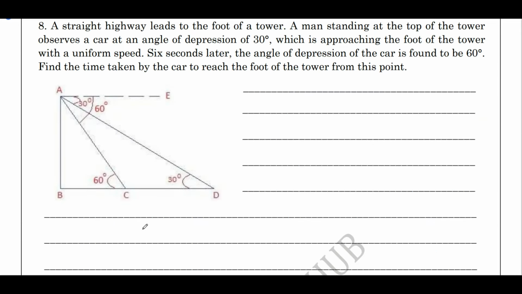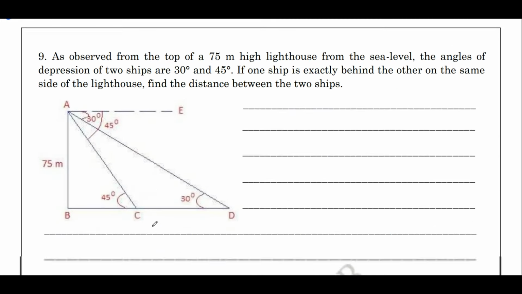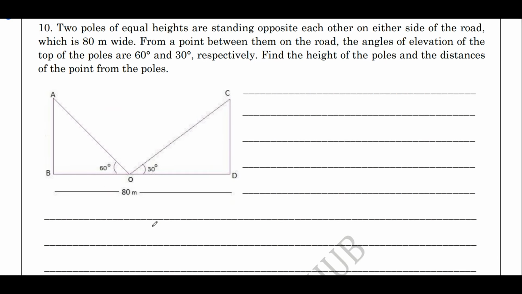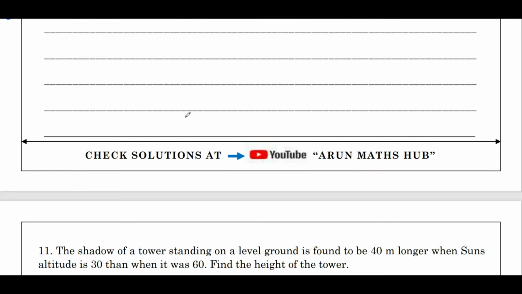Another question, try to solve. It's a question from the textbook itself. All these questions are very important. Students, try to solve. And 10th question is also very important. We should find out the height of the poles and also distance between the point and the poles. Identify the right angle triangles and substitute, you will get the answer. Students, try to solve all these questions.